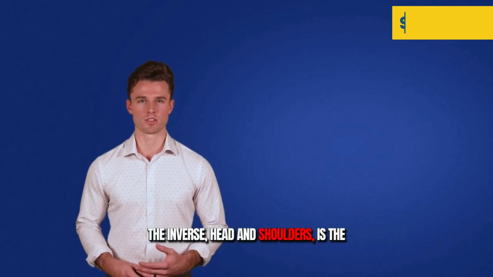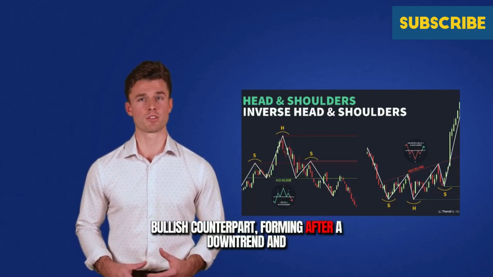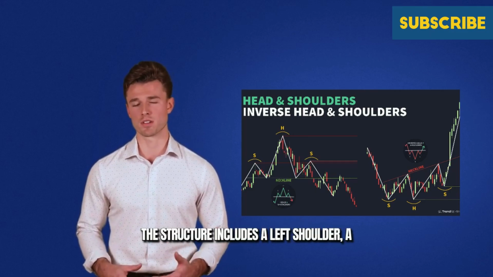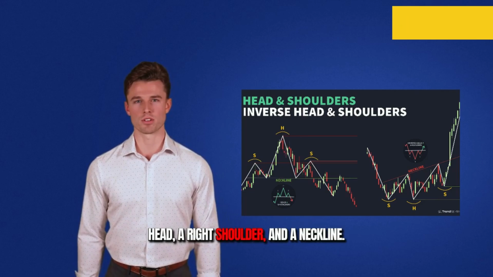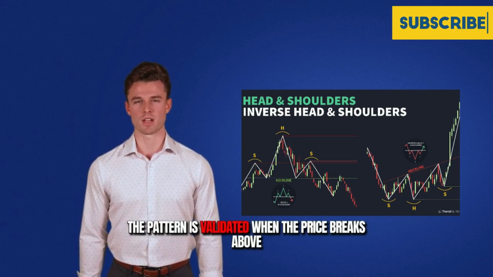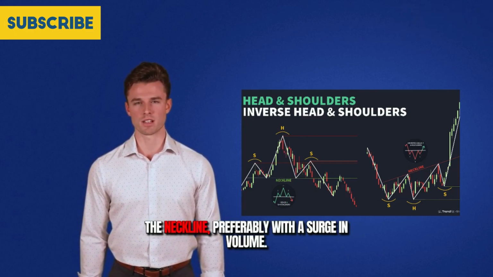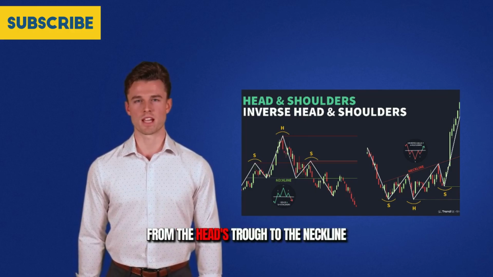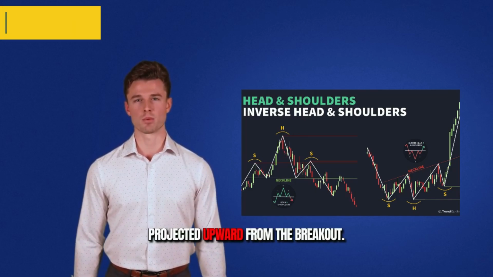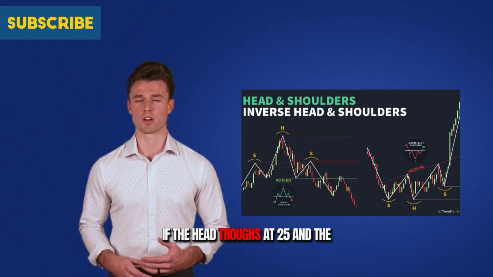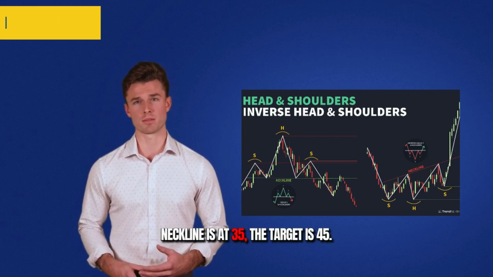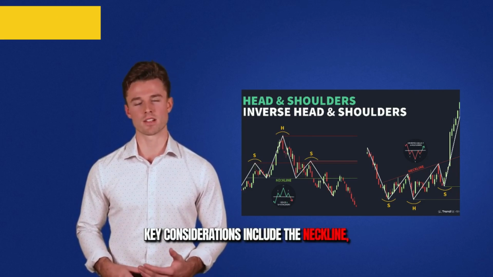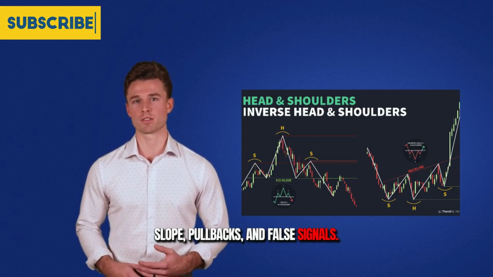The inverse head and shoulders is the bullish counterpart, forming after a downtrend and indicating a potential upward reversal. The structure includes a left shoulder, a head, a right shoulder, and a neckline. The pattern is validated when the price breaks above the neckline, preferably with a surge in volume. The price target is the vertical distance from the head's trough to the neckline, projected upward from the breakout. If the head troughs at 25 and the neckline is at 35, the target is 45. Key considerations include the neckline slope, pullbacks, and false signals.